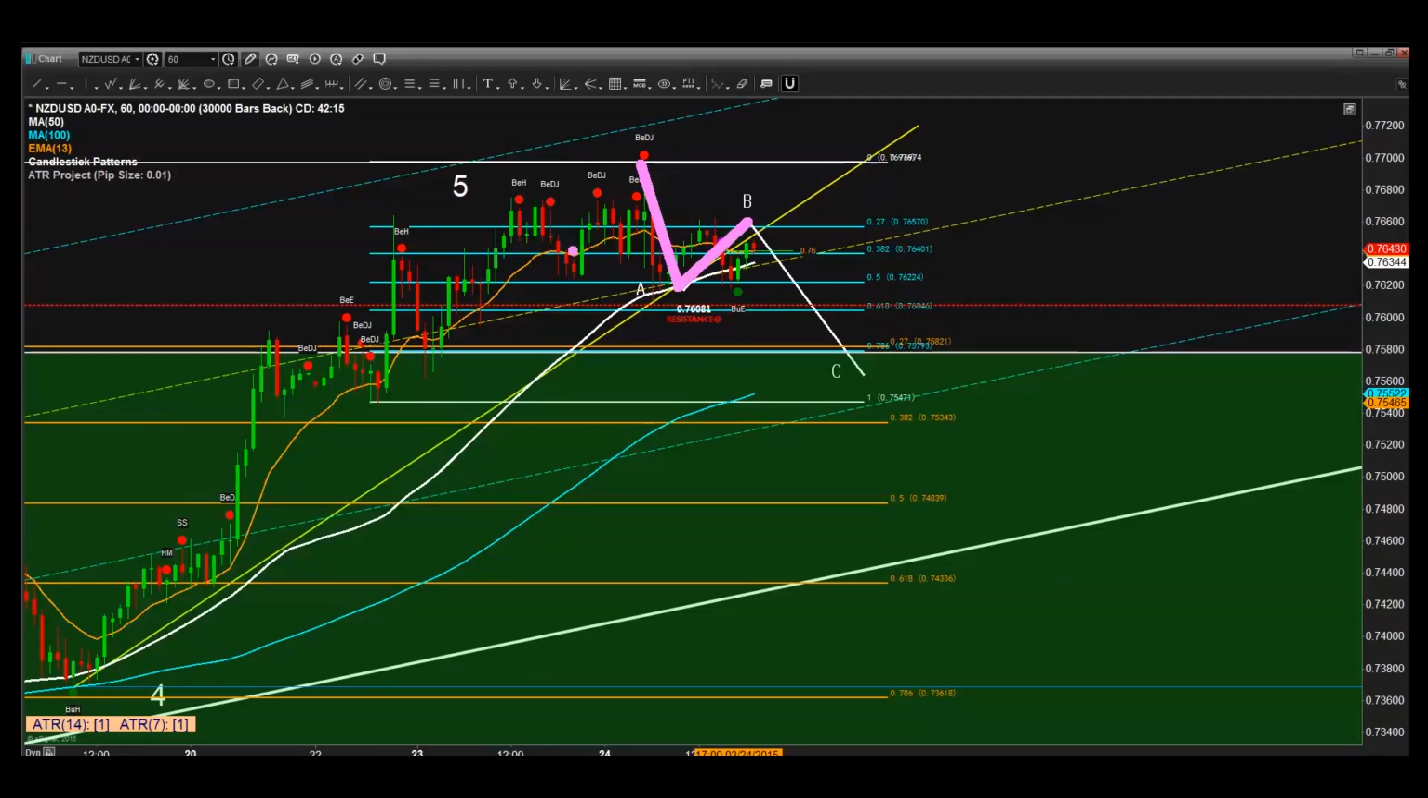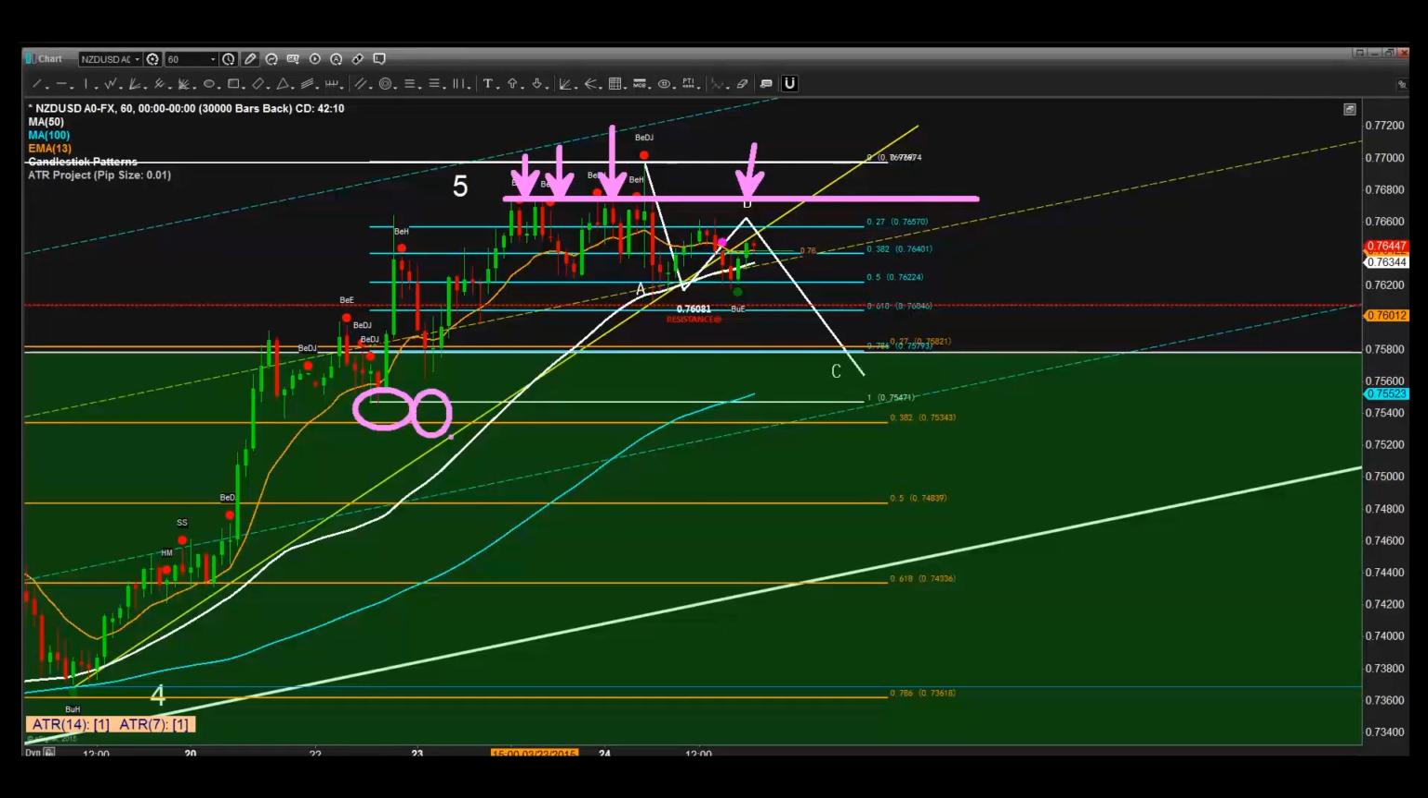We need a pullback. They cannot find enough buyers at these levels. Look, guys, use the logic. Professional buyers, they don't buy at the top. Professional buyers, they buy at the bottom. So in order for them to go much higher from this 76.60, 76.80, they need to come and look for buyers. In order for them to do that, they need to create the ABC. They need to develop that.